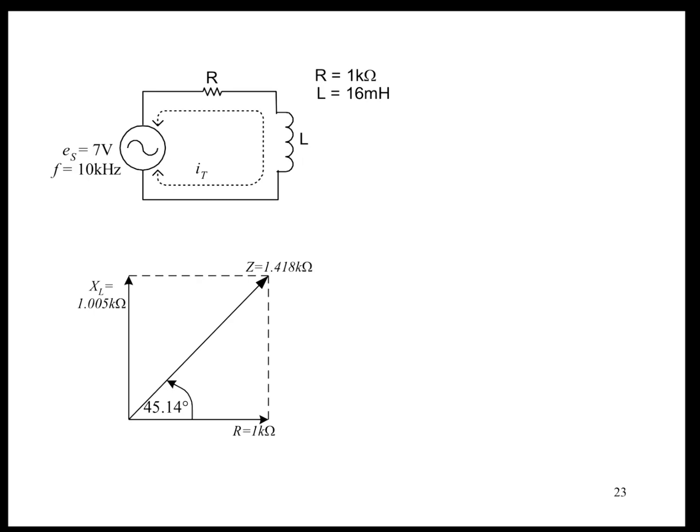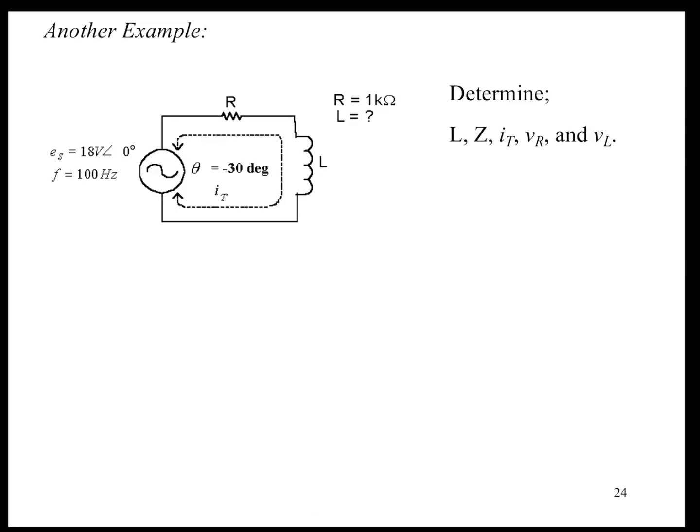Okay, so here are the answers we see. Total impedance is given here in your impedance triangle.